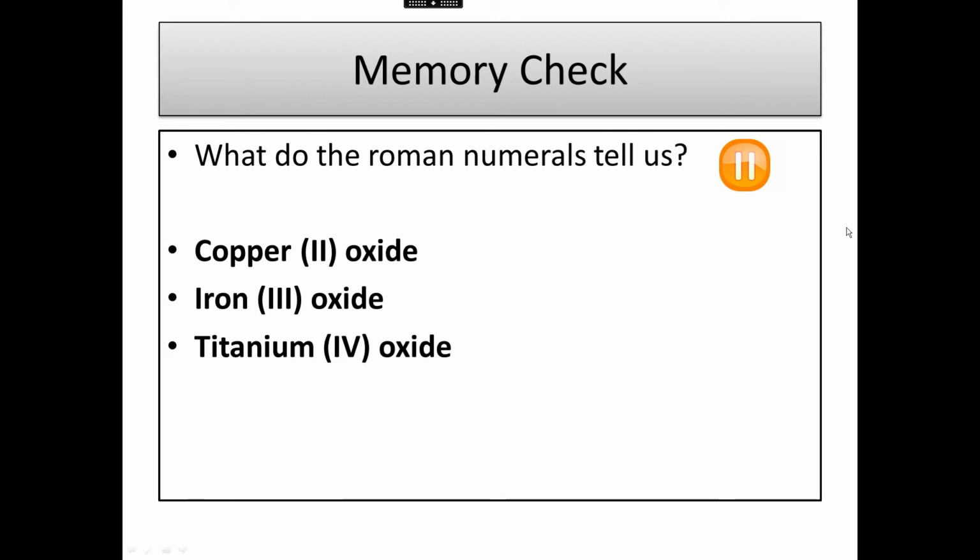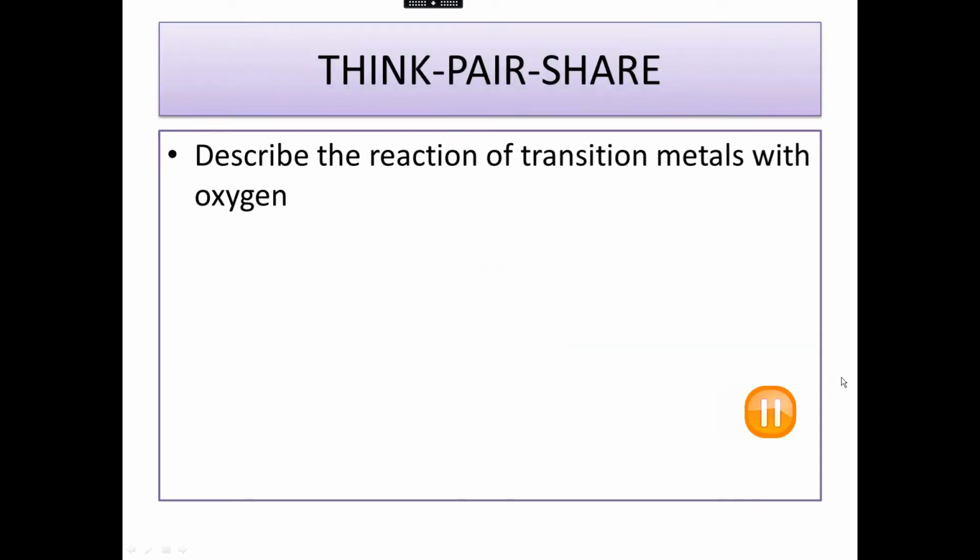Here we go with the answer, hopefully straightforward. Copper 2 plus ions in this oxide, iron 3 plus ions, and then titanium 4 plus ions in these oxides. 4 plus ions are pretty difficult to form. It's difficult for an atom to lose 4 electrons, so it doesn't necessarily form that ion exactly, but we've referred to this as its oxidation state. It is in the oxidation state of plus 4.